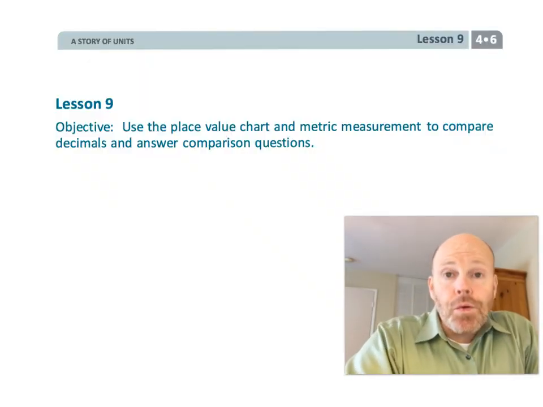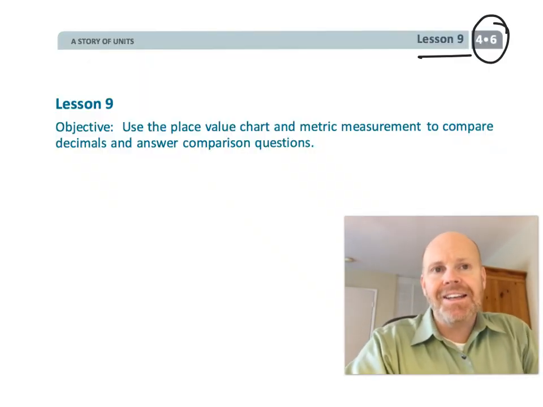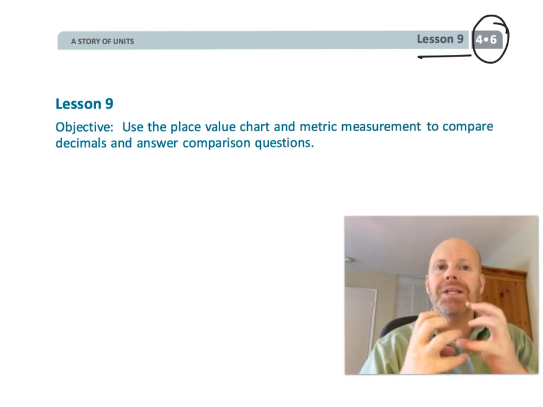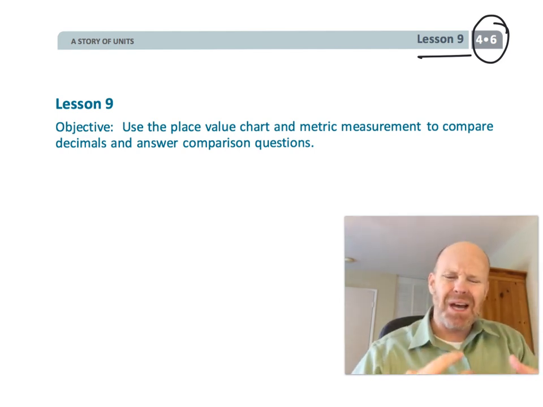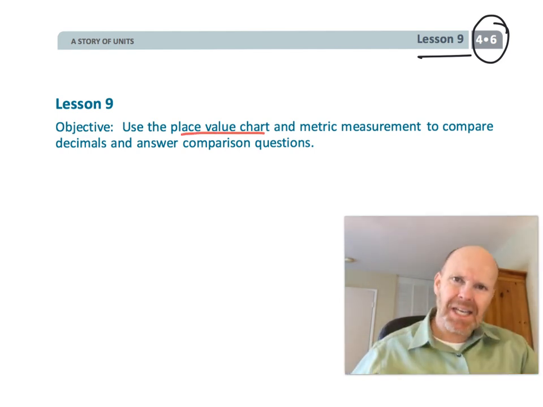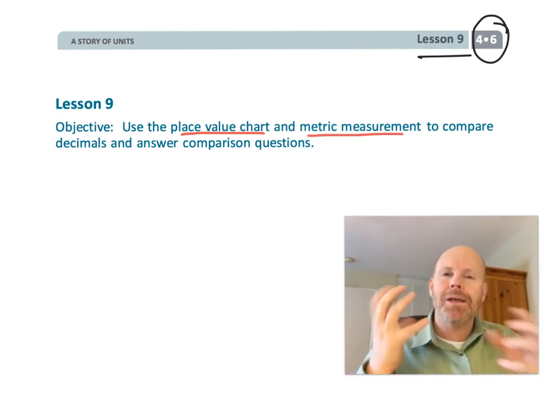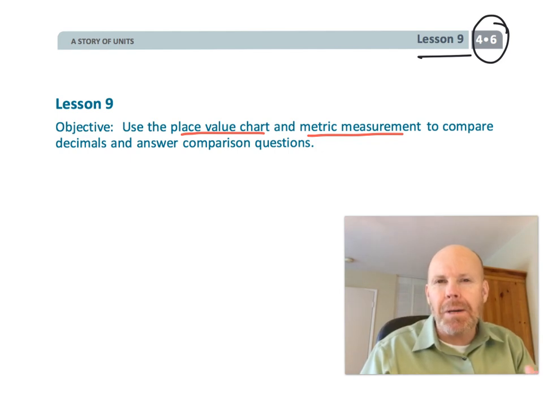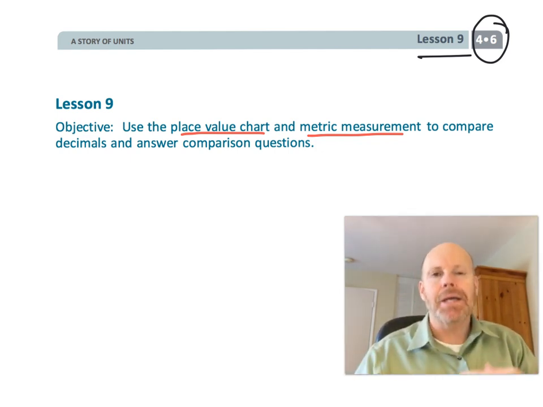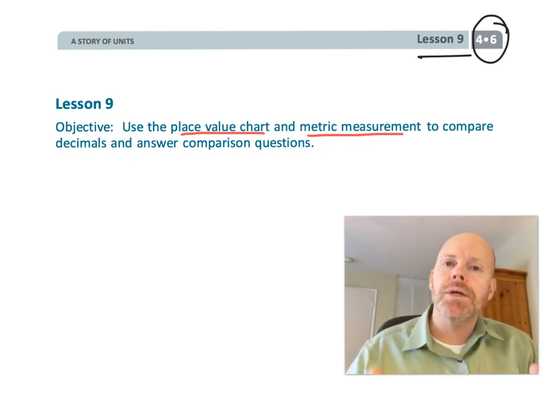All right, this is fourth grade, Module 6, Lesson 9, and in this lesson, students are going to be using a place value chart and connecting it with a meter stick, which really is analog for a number line. So they're going to be thinking about the place value chart, they're going to be thinking about a number line, or a tape diagram, or a meter stick, in order to compare the decimals.